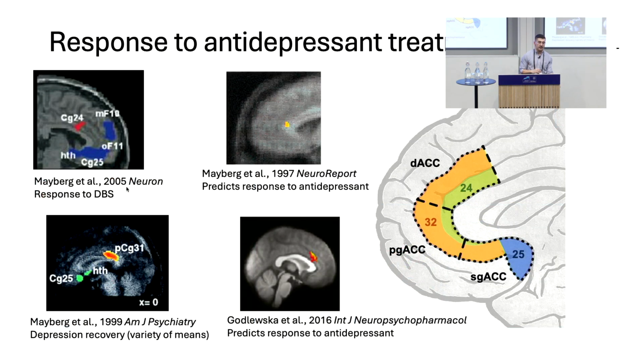Activity changes within the ACC, both the subgenual but also the other divisions that I talked about, have been implicated in the successful treatment of depression via a variety of means. This includes psychological therapy, pharmacological therapy, and also deep brain stimulation. You can see actually in the top right here, pre-treatment activity within the perigenual ACC has putatively been identified as a biomarker which could predict depression recovery, although there is variable replication of this.